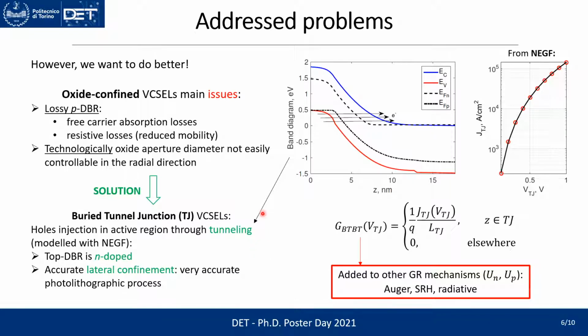This will realize all injection in the active region through tunneling across the BTJ, as depicted in the figure, here modeled by using a non-equilibrium Green's function approach, NEGF. Thus, the top DBR will be n-doped, and a very accurate lateral confinement will be realized with photolithographic processes. From NEGF, a current density across the tunnel junction is extracted, and then used to compute a tunneling generation rate, which is then plugged alongside the generation recombination processes already included in the carrier continuity equations.